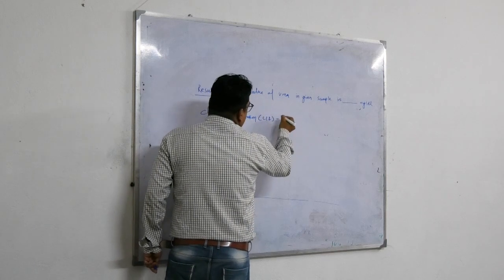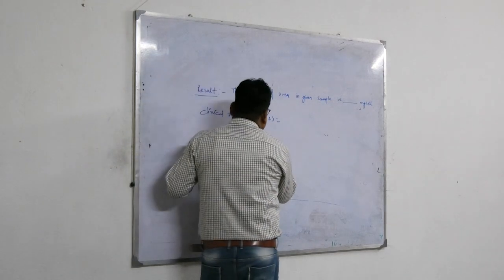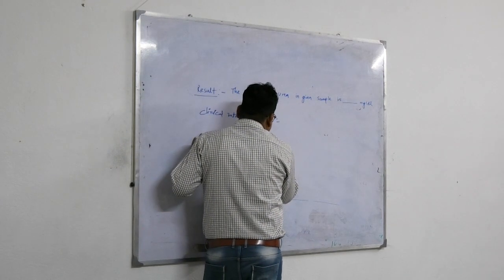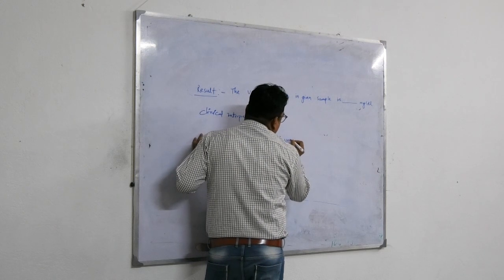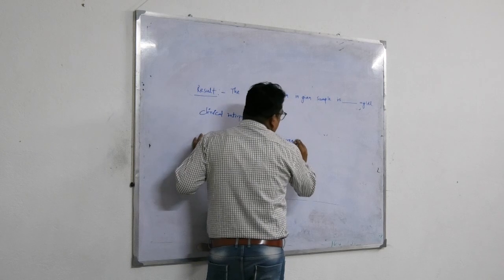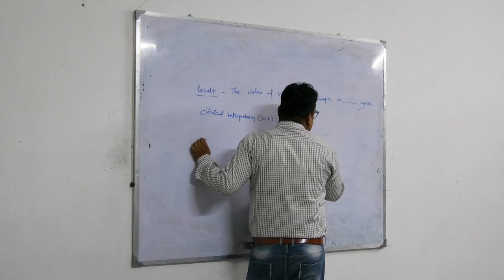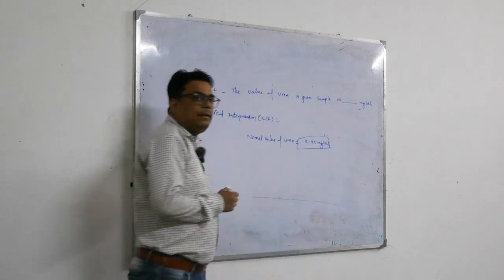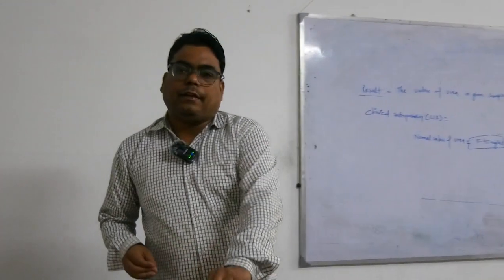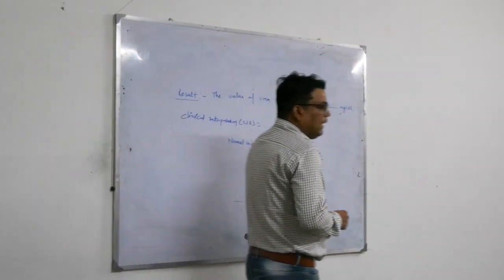Clinical interpretation. Clinical interpretation. Here comes the normal value of urea, considering both male and female. It is 15 to 45 mg per dl. This is the normal range of urea. 15 to 45 mg per dl.